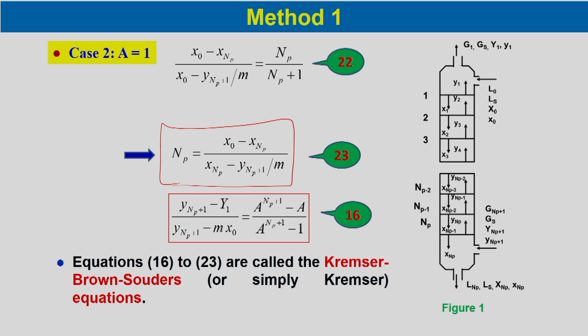These equations altogether are called Kremser-Brown-Souders, or simply Kremser equations. These equations are very useful to calculate the number of stages analytically in some special cases where the solute transfer is negligible, or for dilute solutions.